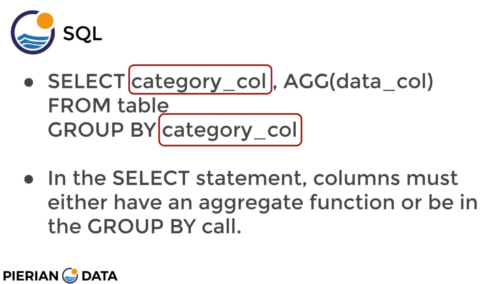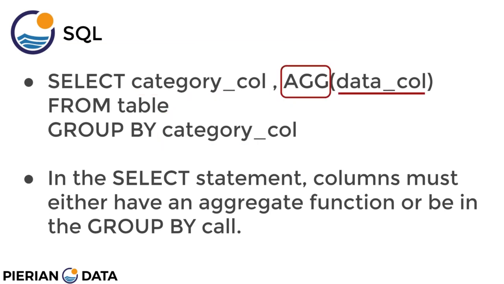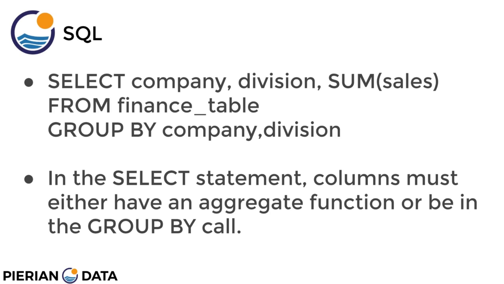So if we're using a group by statement, then if we're selecting that particular column just by itself, it must be included in the group by statement. So notice here, I've decided to select the category column, then that particular column must also appear in the group by statement. The only exception to this is if I'm calling some sort of aggregate function on the column itself. So in this case, because I'm aggregating something on the data column, it does not need to be included in the group by statement. So let's imagine a different example.